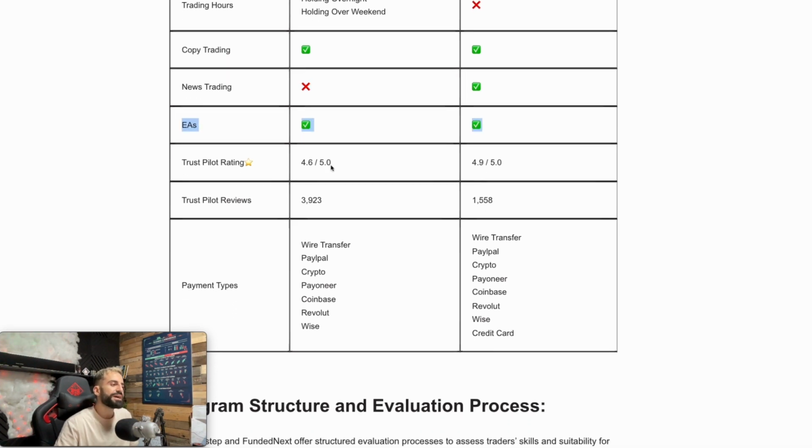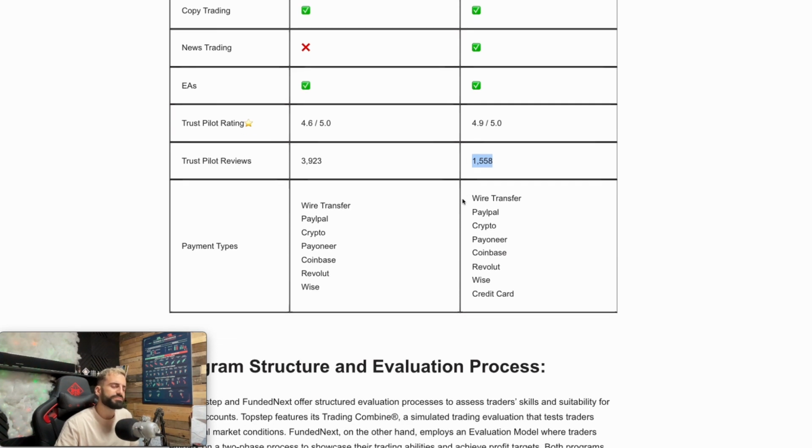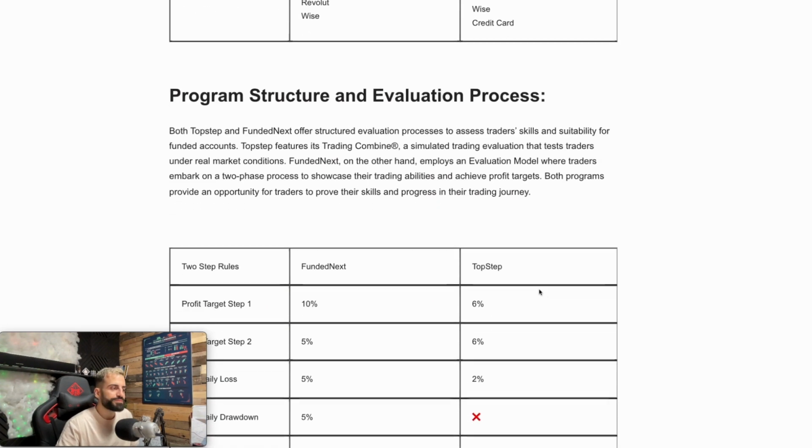The Trustpilot review is 4.6 with 3,900 reviews for FundedNext, and 4.9, which is quite high, with 1,500 reviews for Topstep, quite decent. Payment types: wire transfer, PayPal, crypto, Payoneer, Coinbase, Revolut, and Wise for FundedNext, and most of them for Topstep as well, but with the addition of credit card.